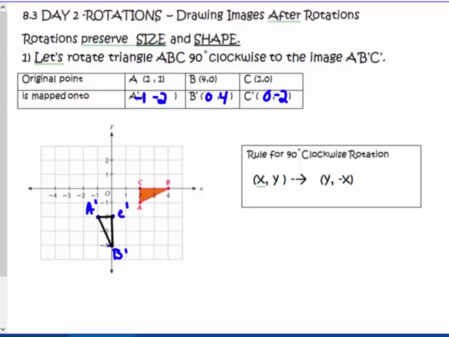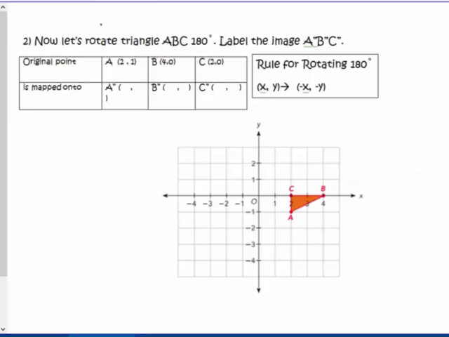And the rule is when you go 90 degrees clockwise, the X and the Y switch. As you can see, Y becomes the X and the X becomes the Y, but it's also negated, or it's inverse, or it's opposite. Let's do the second rotation.